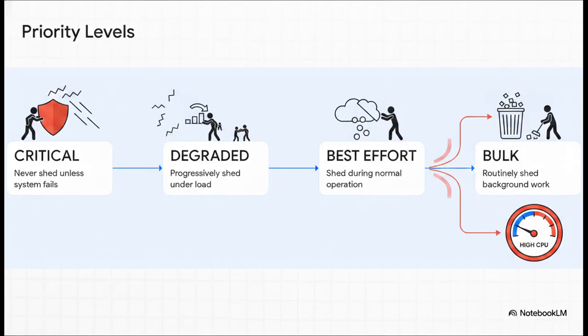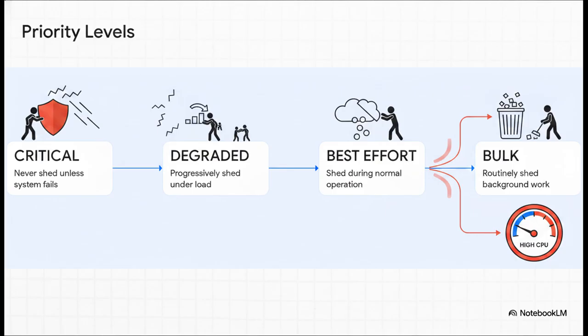To pull this off system-wide, Netflix actually adapted 4 priority levels straight from Linux. So they have critical work, which is never shed unless the system is basically in total meltdown. Then there's degraded work, which does affect user experience and gets progressively shed as the load increases. Third is best effort work, which doesn't hit the user directly and can be shed during normal operations. And finally, bulk background work, which is just routinely shed all the time.